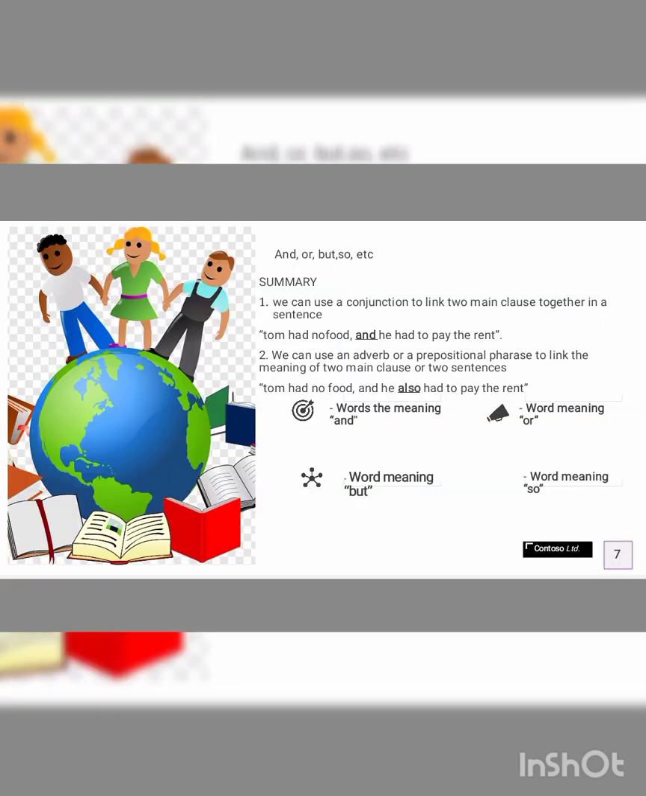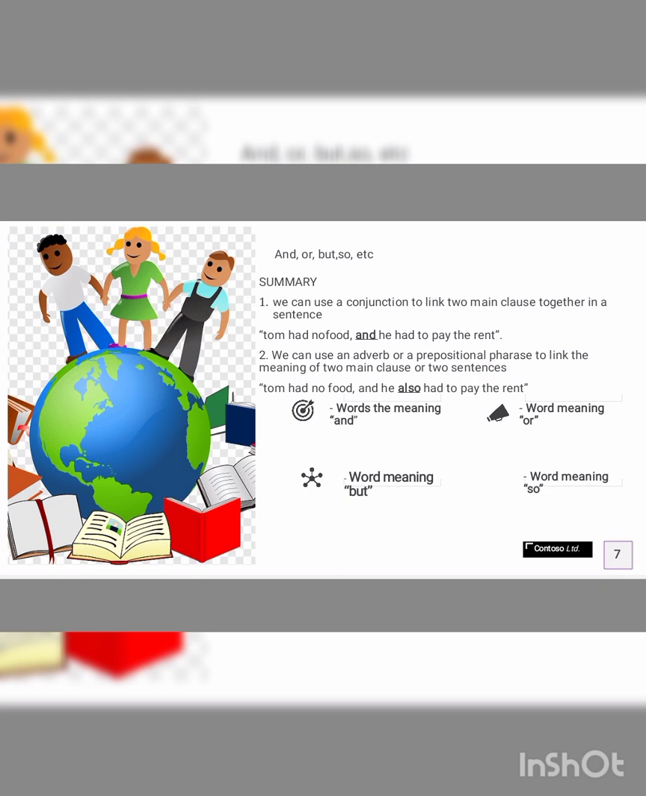And, or, but, so, etc. Summary. Number 1. We can use a conjunction to link two main clauses together in a sentence. Example, Tom had no food and he had to pay the rent. Number 2. We can use an adverb or a prepositional phrase to link the meaning of two main clauses or two sentences. Example, Tom had no food and he also had to pay the rent.